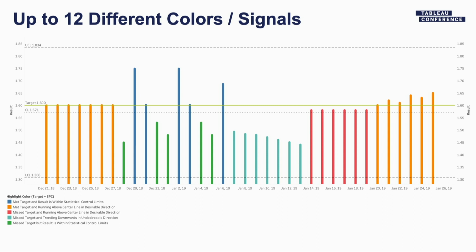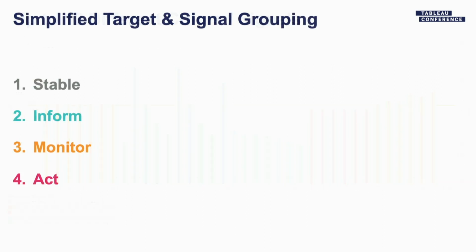So we need to do a bit of grouping on those 12 different items that we have. And so you can group this any way you want. I've grouped it into 4 different buckets. The stable bucket, meaning this is all good, nothing specific is going on, you don't have to worry about it, really you don't have to look at this data at all.